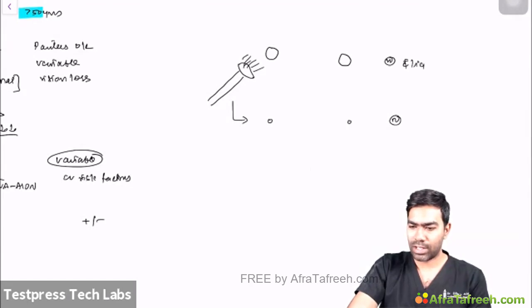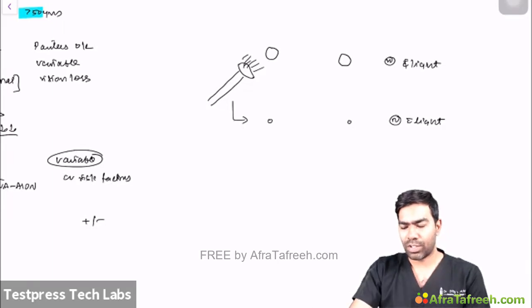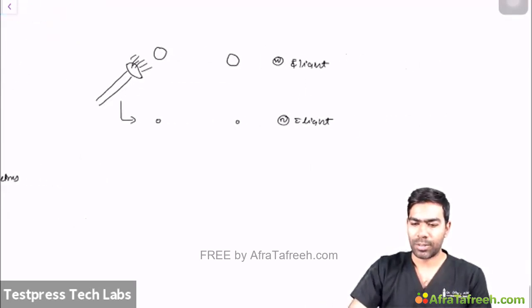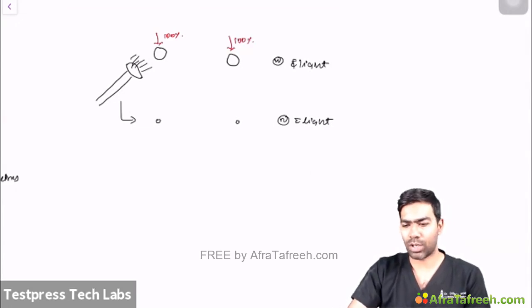This is without light, this is the size, and this is with light. You have both direct as well as consensual light reflex. Even if you swing from side to side, this is going to be the response. Same response you will get. Whatever you do, doesn't matter. This is assumed if the optic nerve innervation is 100%. The optic nerve is normal, 100% innervation. This is what you're going to get.